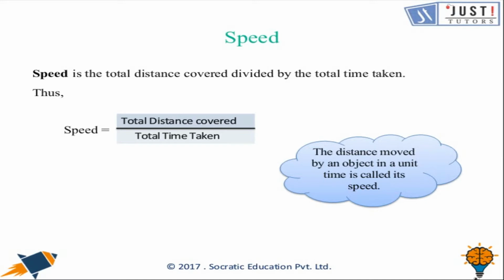Now the speed of an automobile is the total distance covered divided by the total time taken. We also have a formula for that right here. It's the total distance covered divided by the total time at the bottom. Also, the distance moved by an object in a unit time is called speed. So let's say the car moves at a speed of 60 kilometers an hour. This means that the car has traveled a distance of 60 kilometers in 1 hour, or can travel another 60 kilometers in another hour.